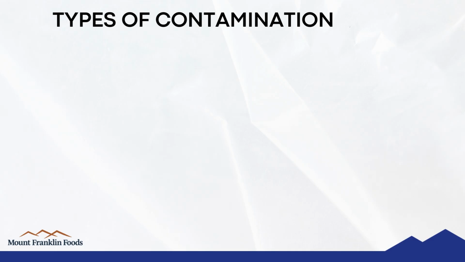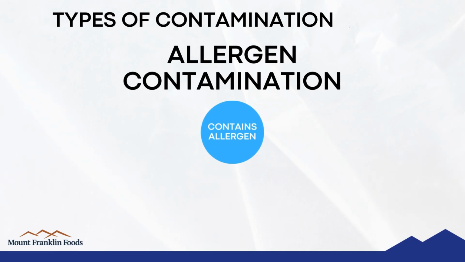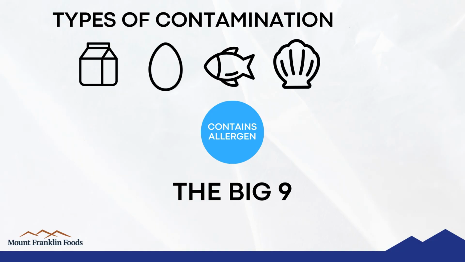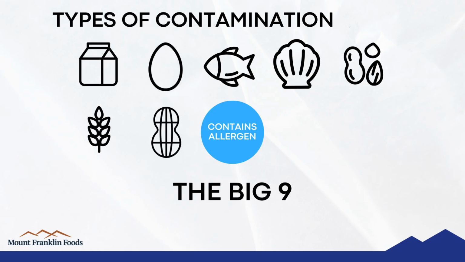Now we will look at the different types of contamination that pose a threat to our products. First, we will look at allergen contamination or cross-contact. Although there are 160 foods that cause allergic reactions in people worldwide, the following 9 allergens are identified as the most common in our region. The FDA has labeled these allergens the Big 9. Milk, egg, fish, shellfish, nuts, wheat, peanuts, soy, and sesame seed.